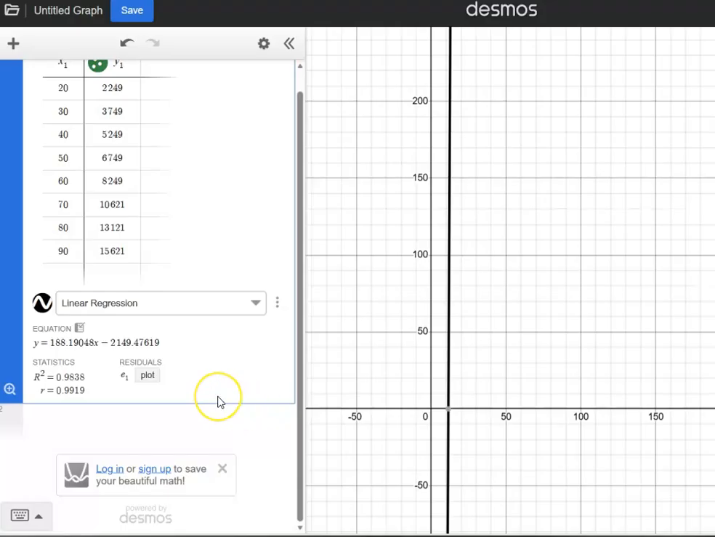And I want you to notice a couple of things as you write down the answer. And I write the answer too. We have y equals 188 point and a big number, so we'll just say 0.2x minus 2149.5. So there is my model for this data, and I wish I could show you the picture. And notice the other thing is called r squared.